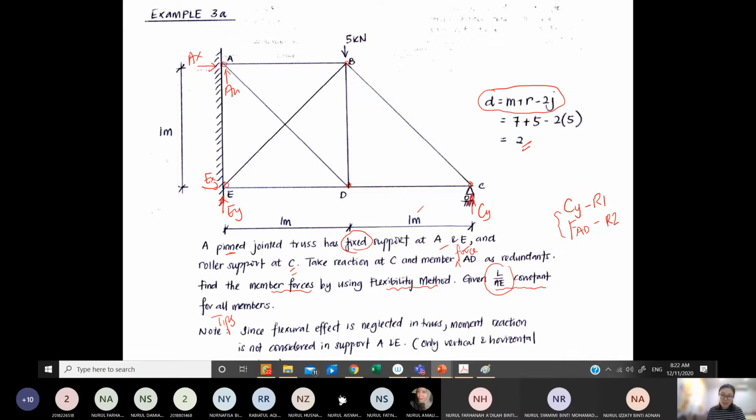Now since the frictional effect is neglected here, I put the tips here just to tell you that the moment is not considered at support A and E, which means that MA and ME is not considered. So let's start with drawing the end node, or primary structure. What we should do in the primary structure is we need to remove these. We will have only one primary structure, right?